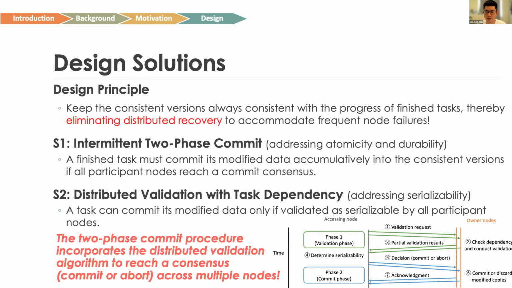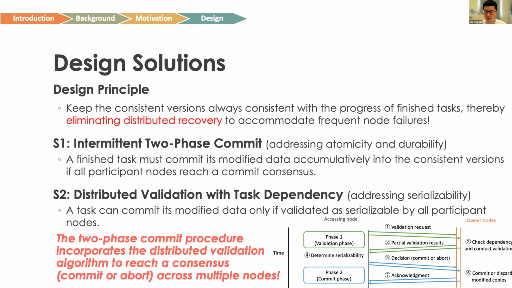To solve the challenges, our design principle is to keep the consistent versions always consistent with the progress of the finished task in the network, and thus eliminate the distributed recovery to accommodate frequent node failures. This principle is achieved by the following mechanisms. First, we use the intermittent two-phase commit protocol to ensure the finished task commits its modified data accumulatedly into the consistent versions after the participant nodes reach the commit consensus. This ensures the atomicity and durability.